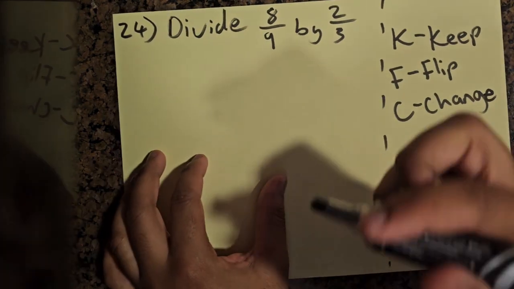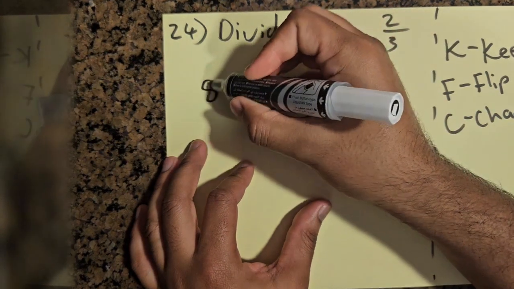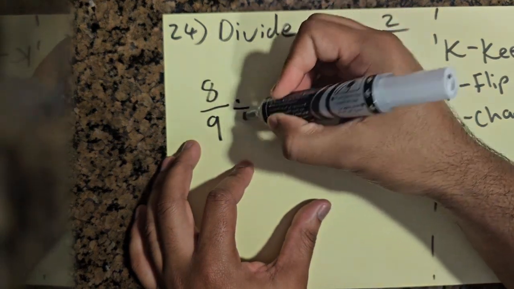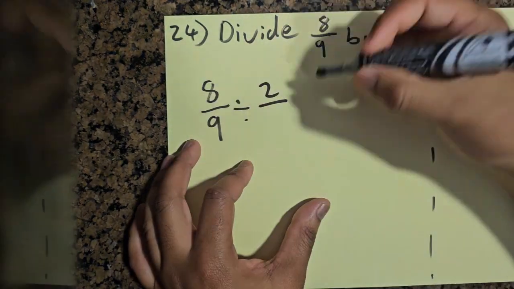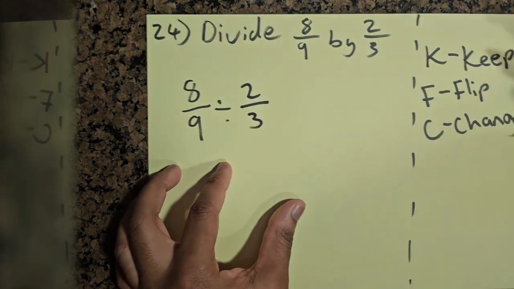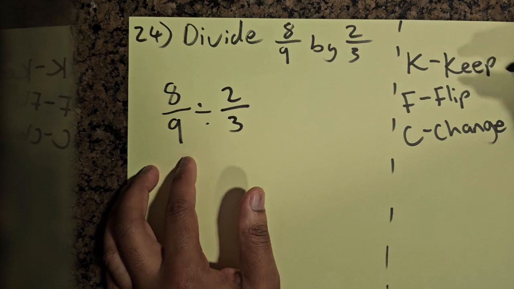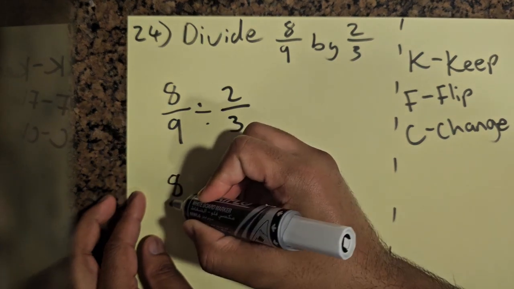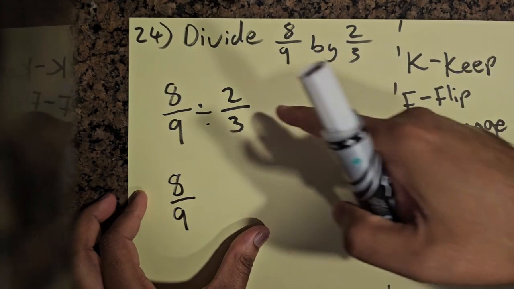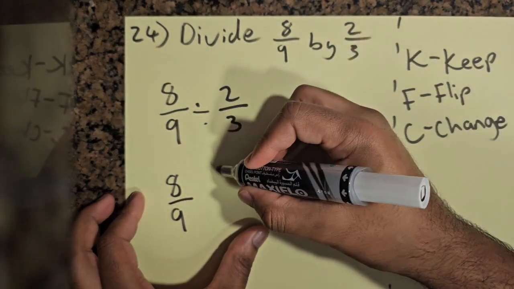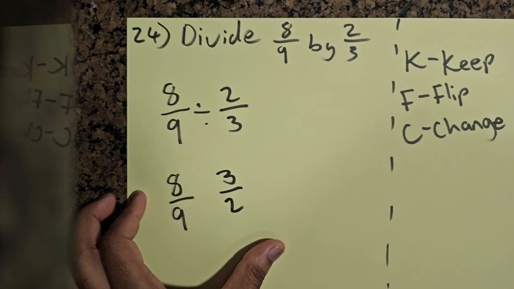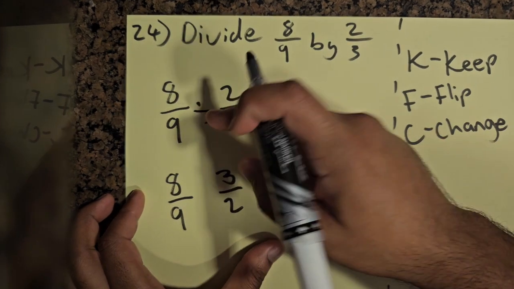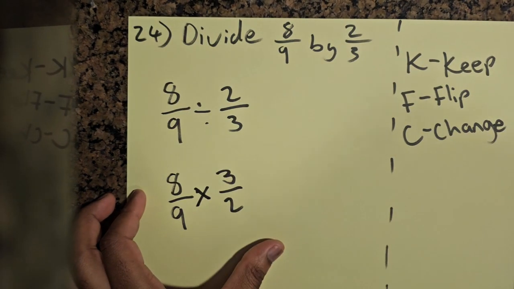Okay, so let me write this out quickly. Originally the question is saying 8 over 9 divide by 2 over 3. Okay, but if we apply this rule, keep, flip, change, we keep the first fraction, which is 8 over 9. We flip the second fraction, so instead of 2 over 3, we're going to write 3 over 2. And then the last step, we're going to change the sign, so instead of divide, we're going to use multiply. And now we can go on and solve this as a normal multiplication.